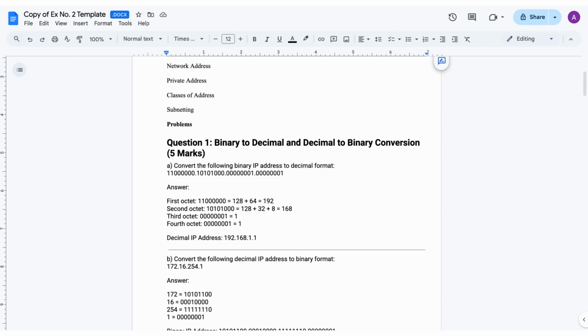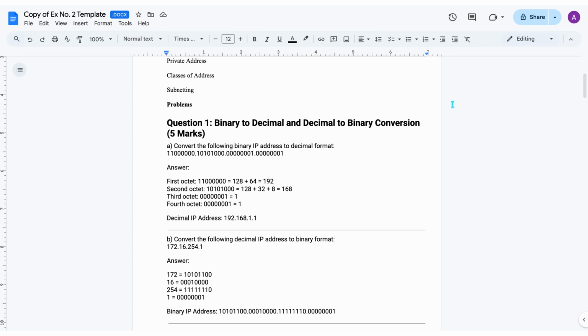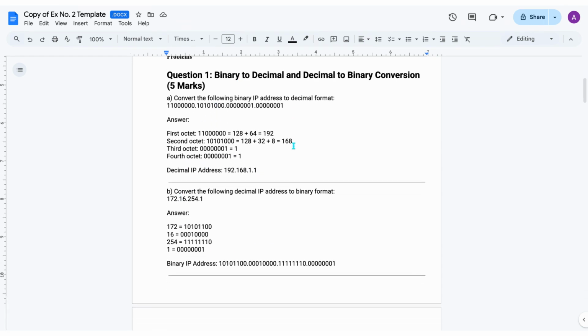We'll first convert binary to decimal, for the number given here. We convert a binary IP address to decimal, where each octet is converted separately by adding the place values where we have ones. The first octet, 11000000, is equal to 192, and the second, 10101000, is equal to 168, and the last two are both 1. So our answer will be 192.168.1.1. That's the answer for the first part, binary to decimal conversion.